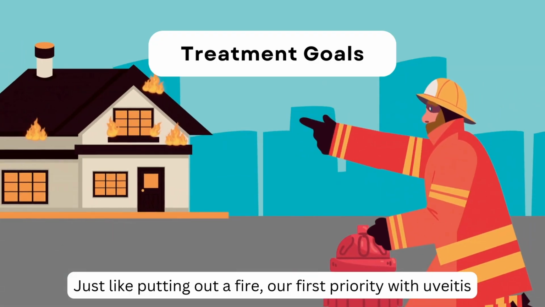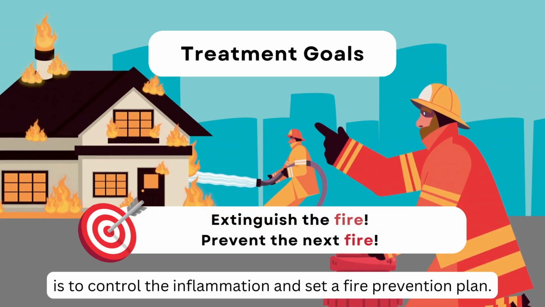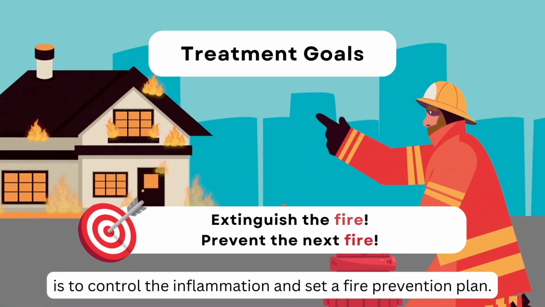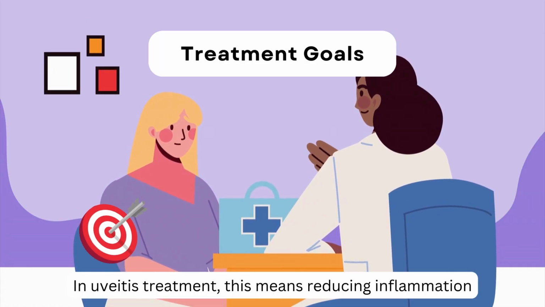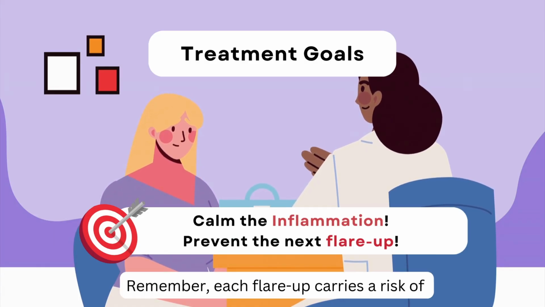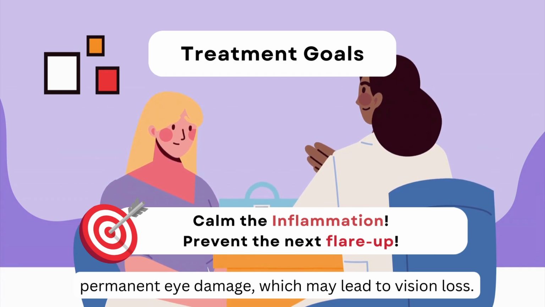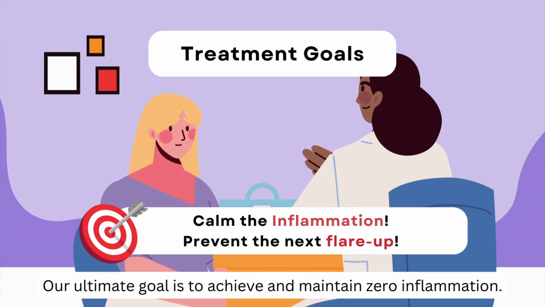Just like putting out a fire, our first priority with uveitis is to control the inflammation and set a fire prevention plan. In uveitis treatment, this means reducing inflammation and preventing future flare-ups. Remember, each flare-up carries a risk of permanent eye damage, which may lead to vision loss. Our ultimate goal is to achieve and maintain zero inflammation.